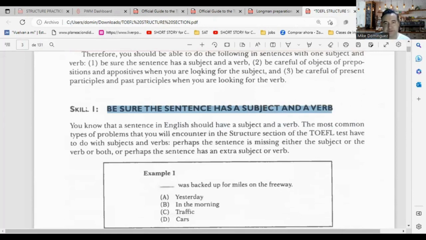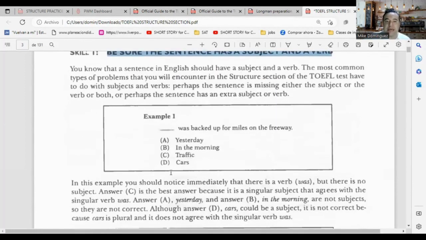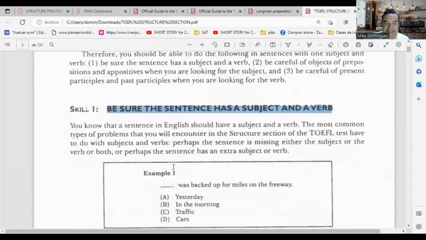So far, we've already seen that the most common types of problems that you will encounter in the structure section of the TOEFL test have to do with subjects and verbs. Perhaps the sentence is missing either the subject or the verb, or both. Or perhaps the sentence has an extra subject or verb. Example, but I won't show you the answer yet.